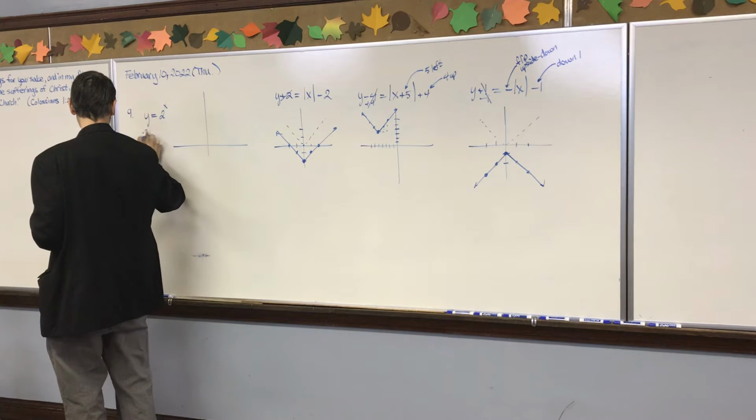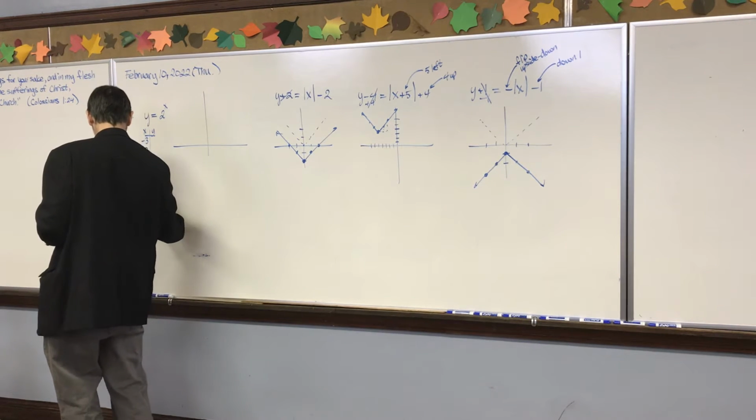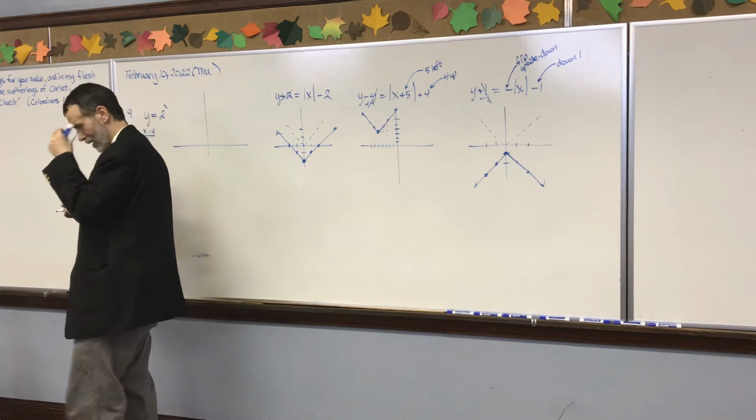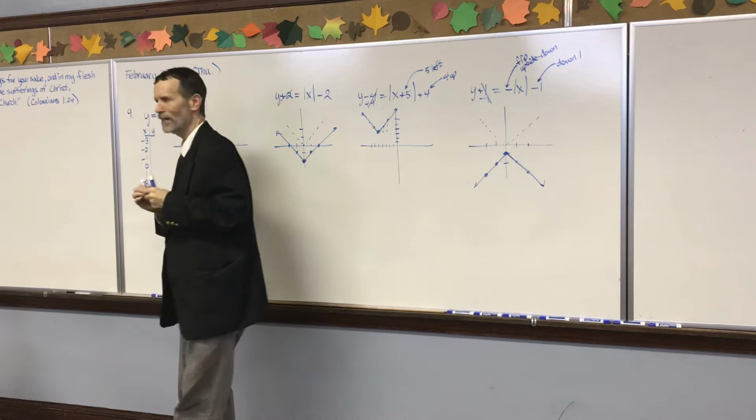There's, whoops, x, y. I'm going to do like -3, -2, -1, 0, 1, 2, 3. What does it look like? How do you do 2 to the -3?